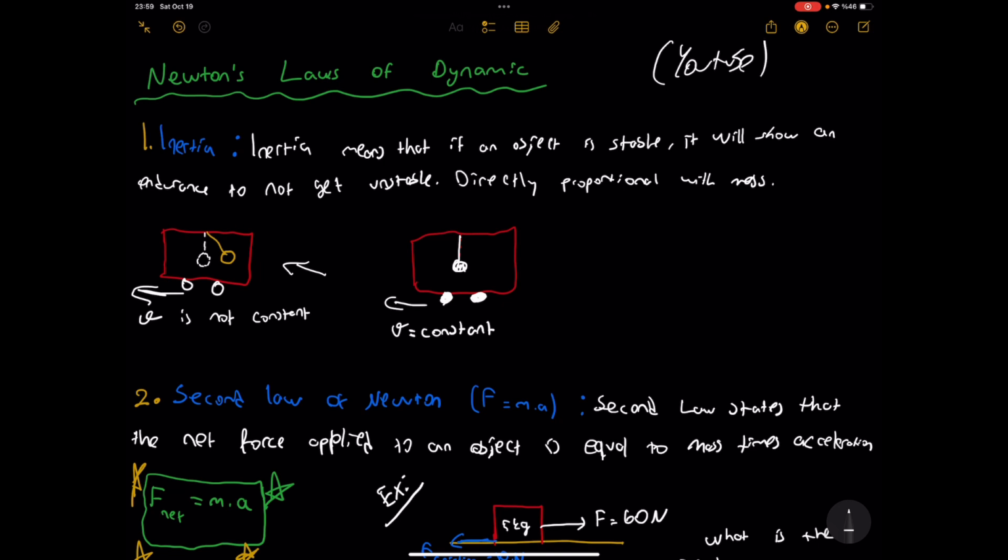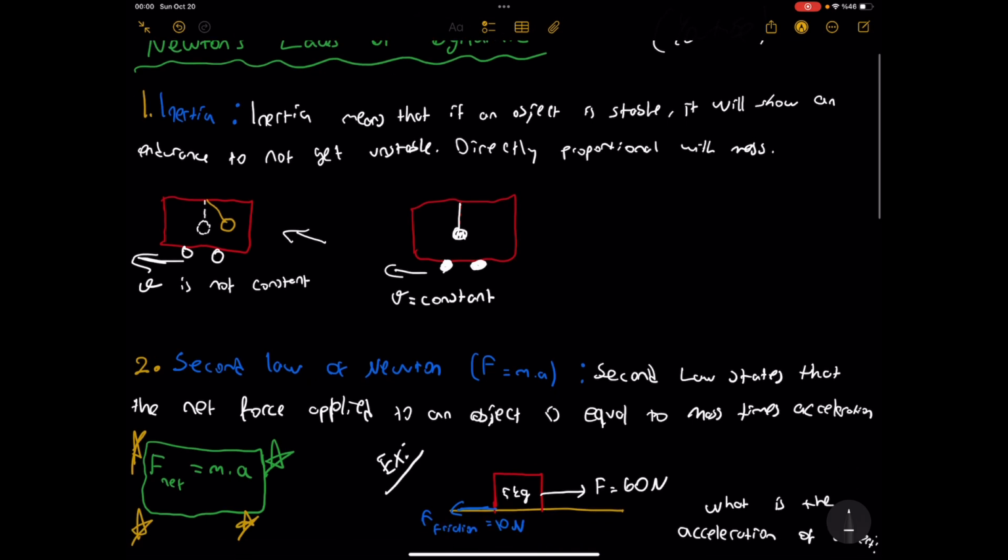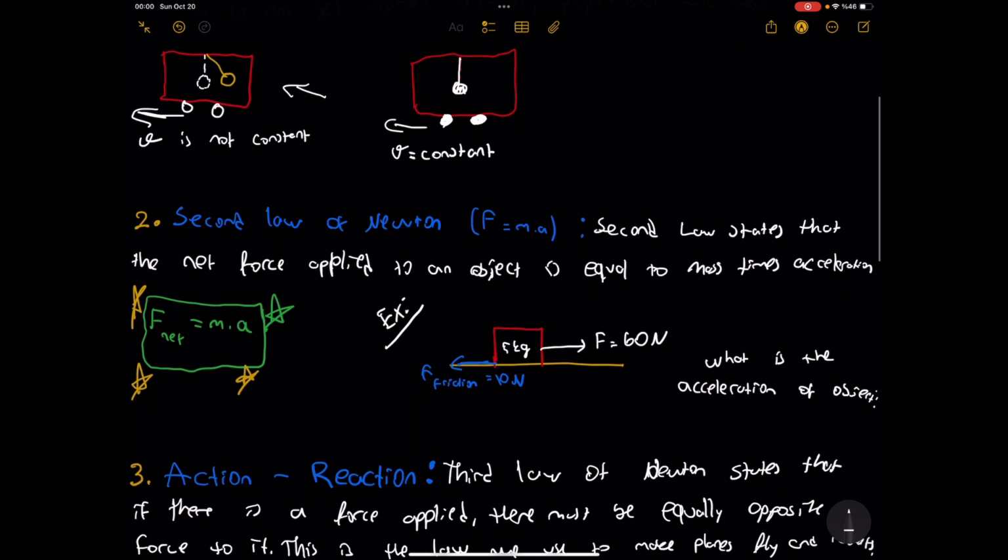The first law just states that, and you can see in this example the velocity is not constant, which means that the car has an acceleration. But if the car's velocity is constant, the object is going to stay stable, so it won't move to a different position.